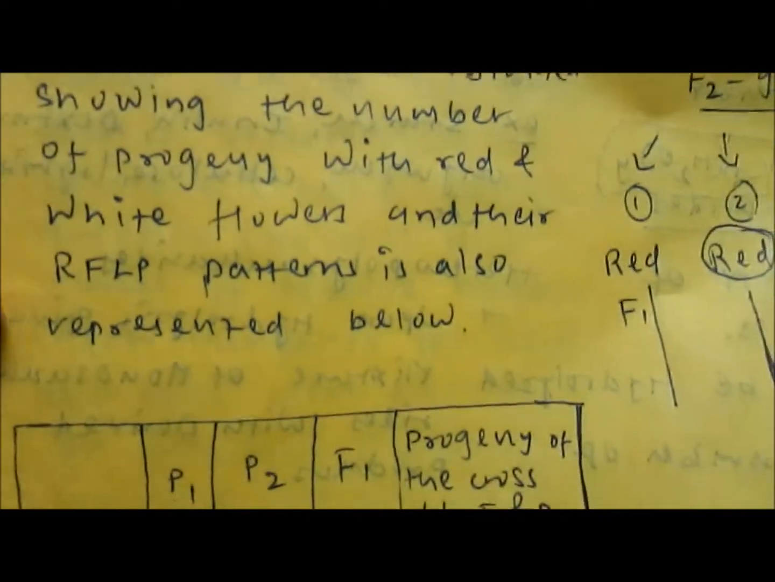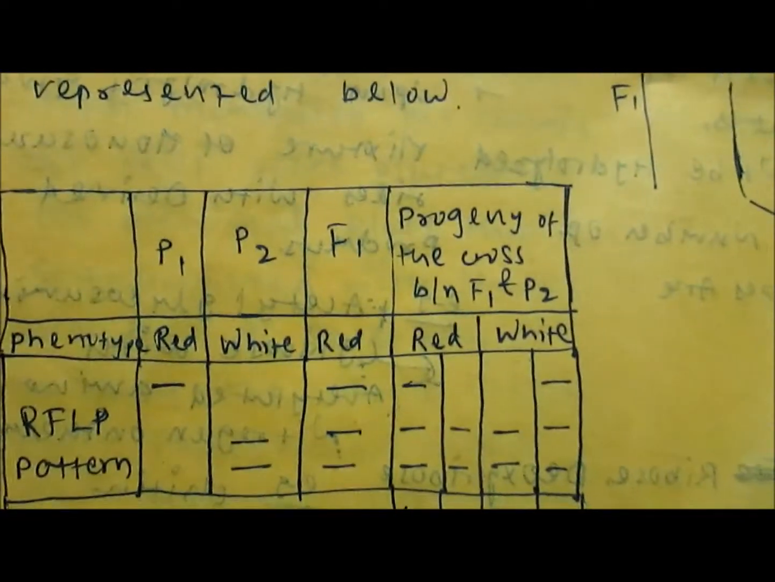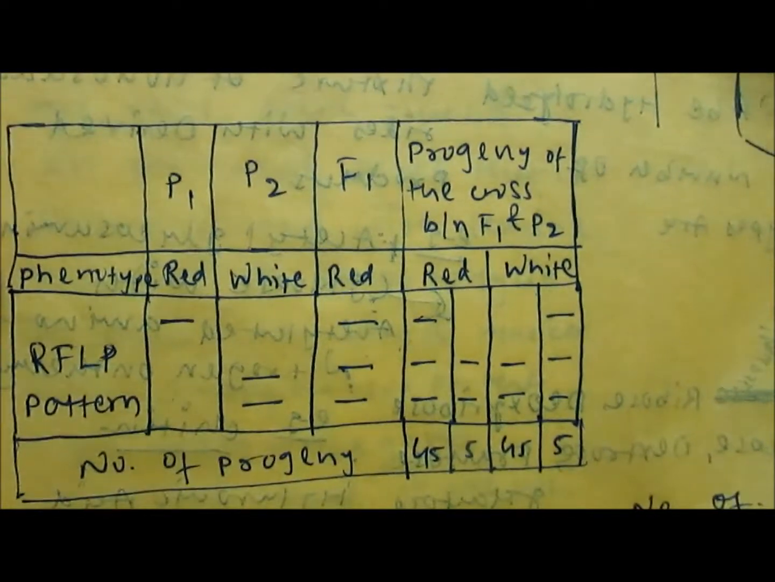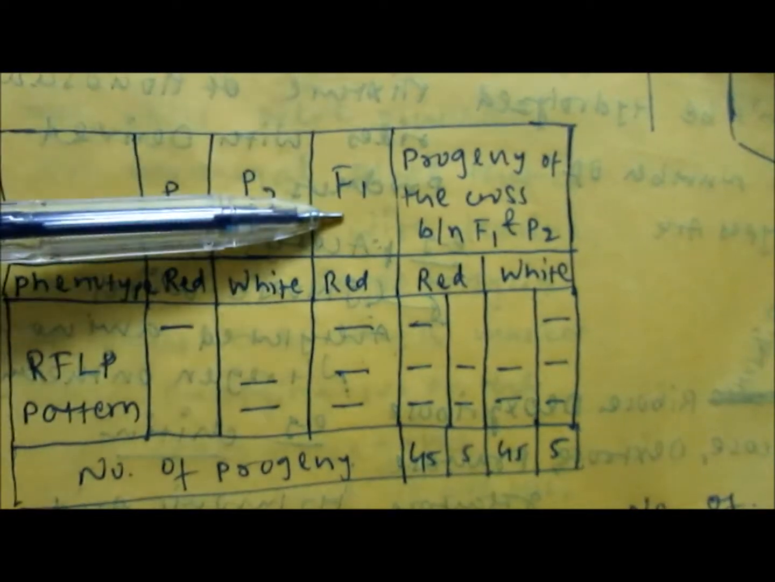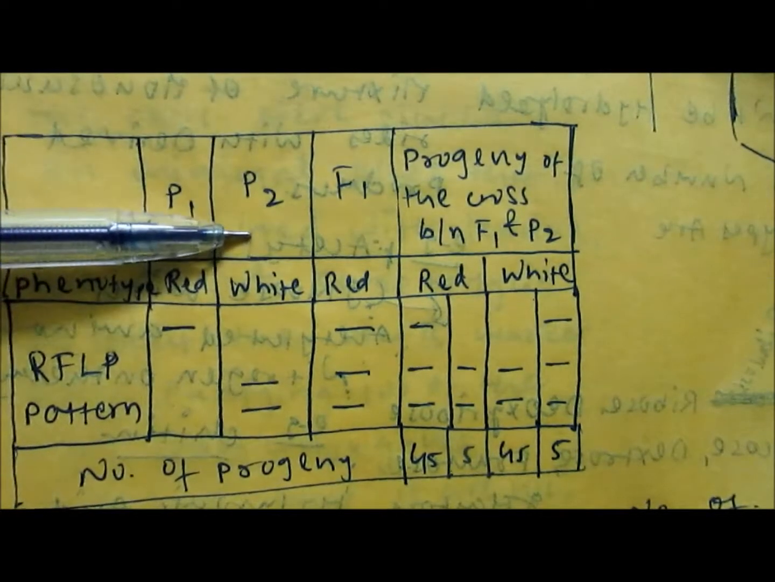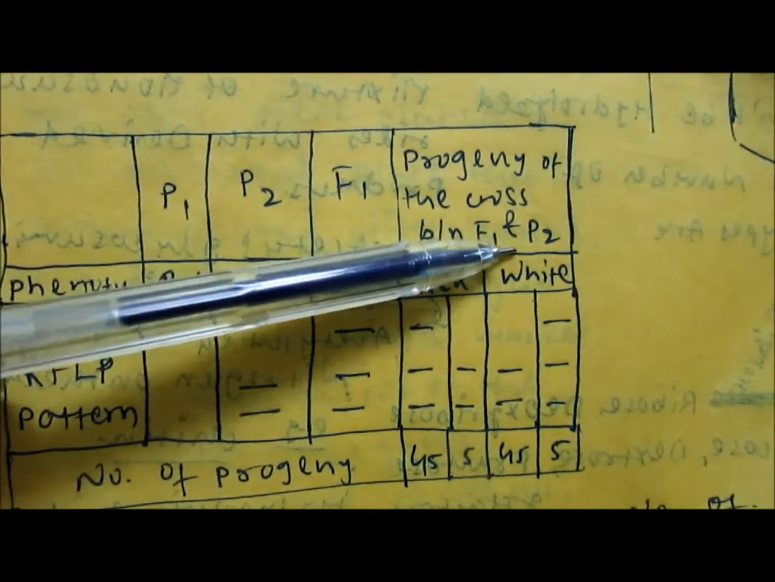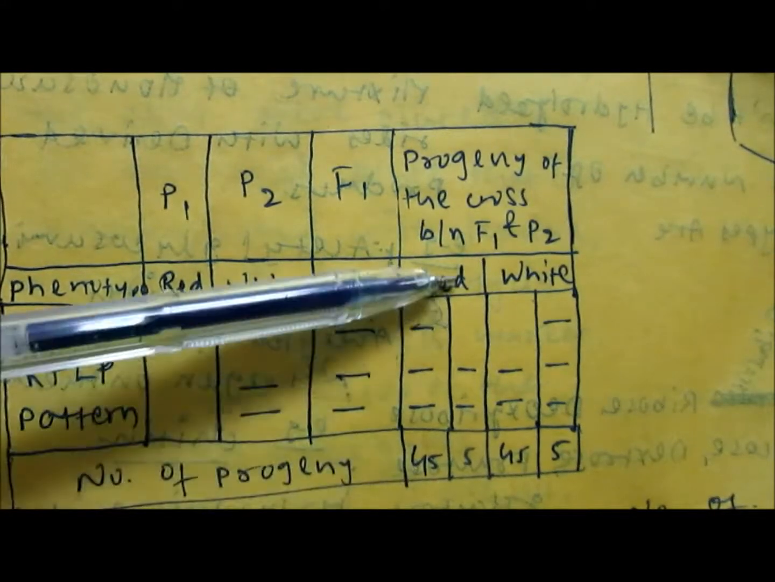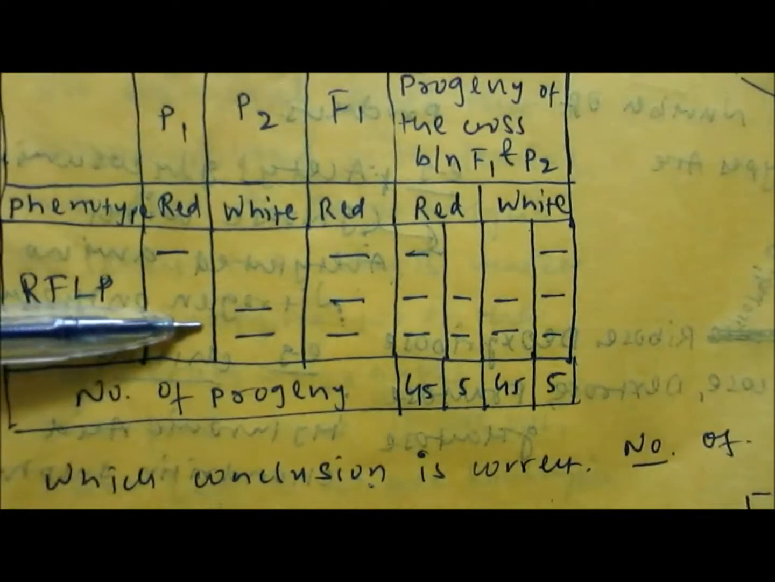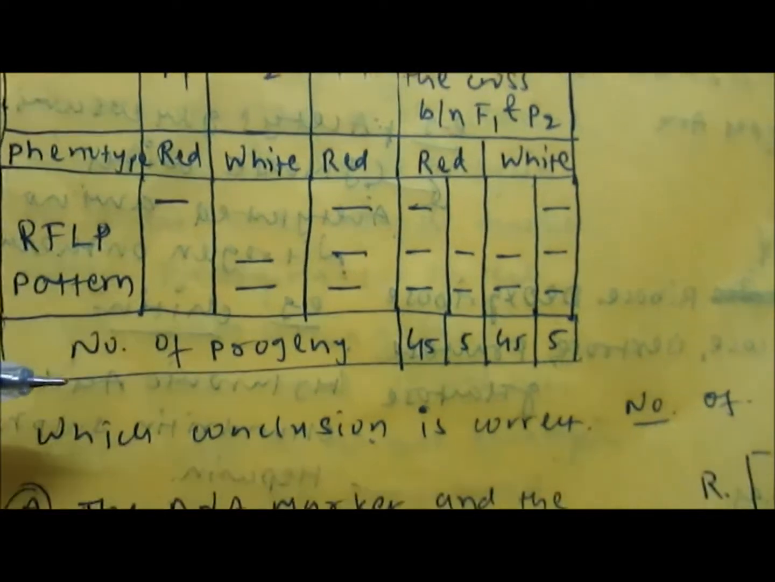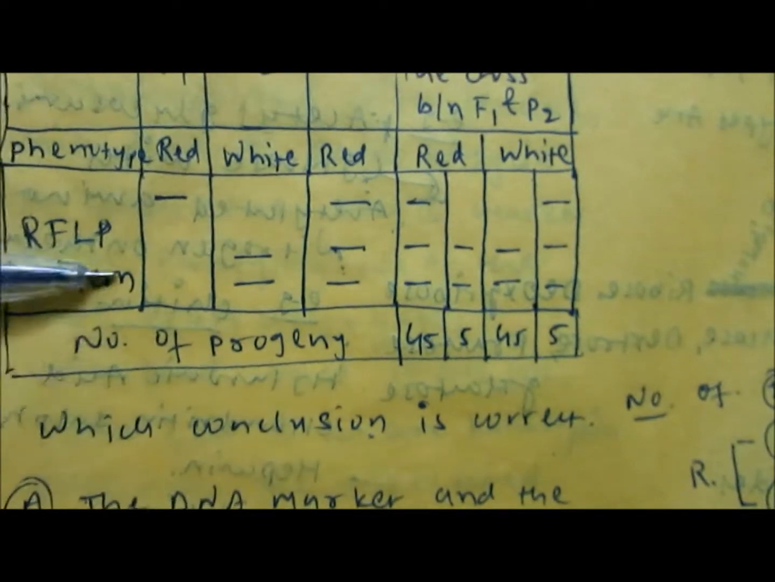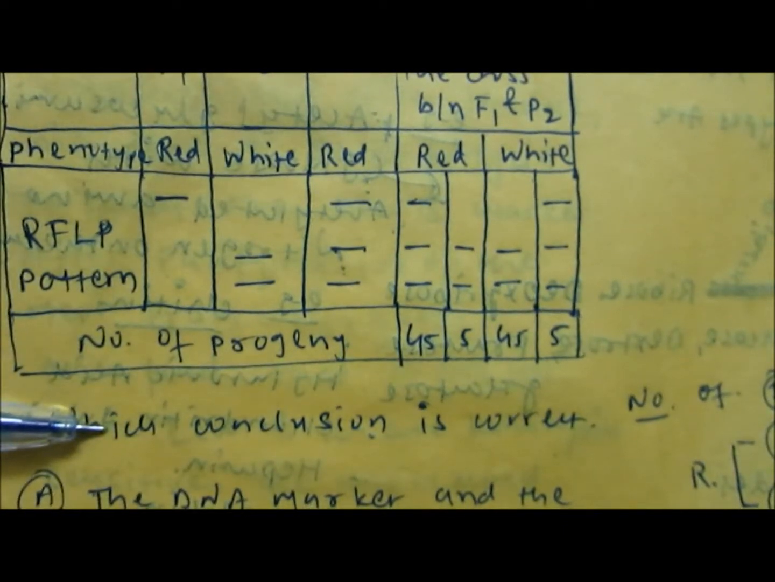So the table shows the RFLP banding patterns of the P1 and P2 plants and their first filial generation, as well as the F1 backcrossed with P2 and all the resultant F2 progeny, how many of them we get and what the banding positions are. Then, from this table, certain conclusions are made, and among them we have to decide which conclusion is right for this problem.